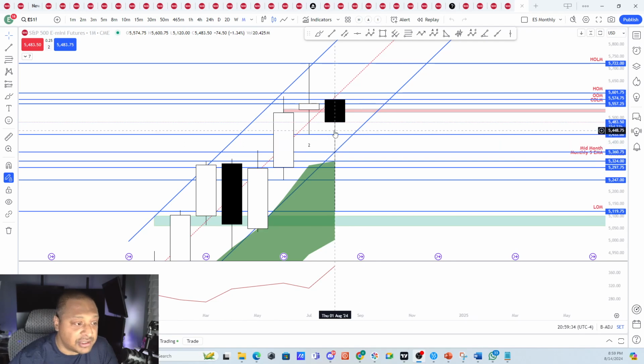Now, if for some reason the market wants to break down the 33 line, we can come to this 5369 to the 5358 area on the monthly chart. That is where we will meet the trend line once again, and then we can go down these levels as well.